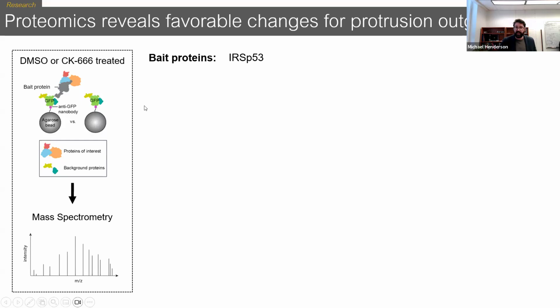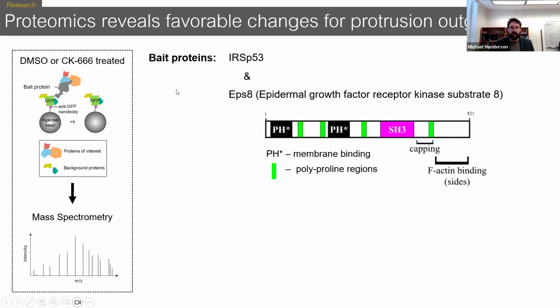So we use bait proteins like IRSP53, and I don't have the time to tell you about a lot of the data we did identifying EPS8 as a co-partner in forming protrusions of long length scales. This co-partner is known as EPS8, or epidermal growth factor receptor kinase substrate 8. It's an actin regulatory molecule that can either cap filament growth or bundle filaments together.